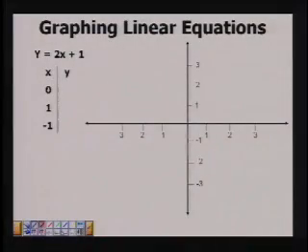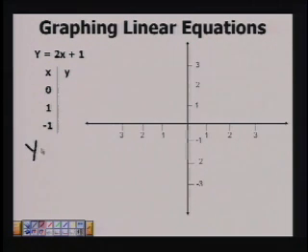You can also use a t-table to graph linear equations. Let's look at the equation y equals 2x plus 1. If we're given the equation y equals 2x plus 1, the first step is to select 3 x values for our t-table. For this problem, we'll use 0, 1, and -1.